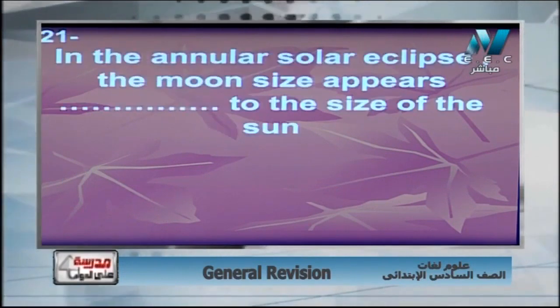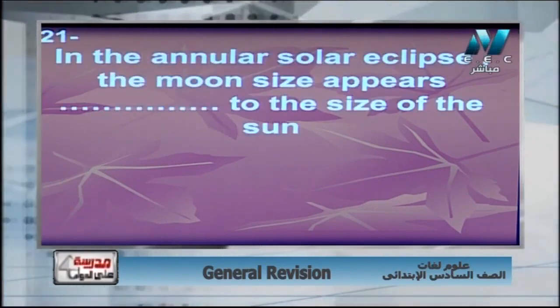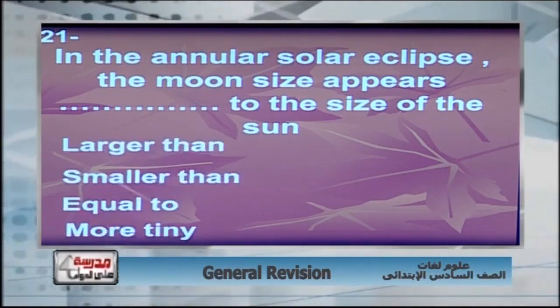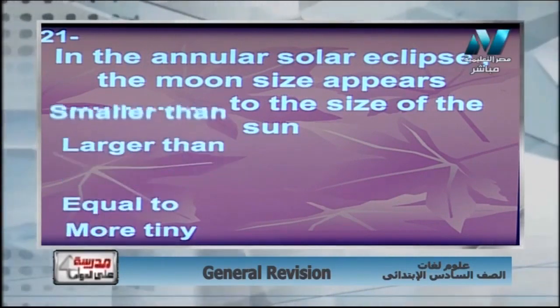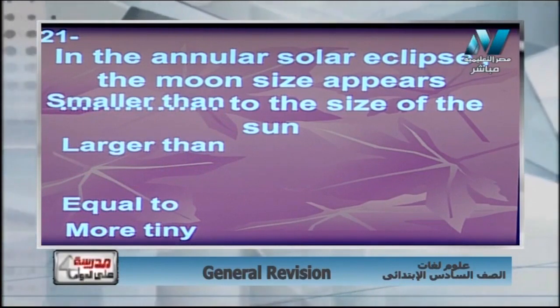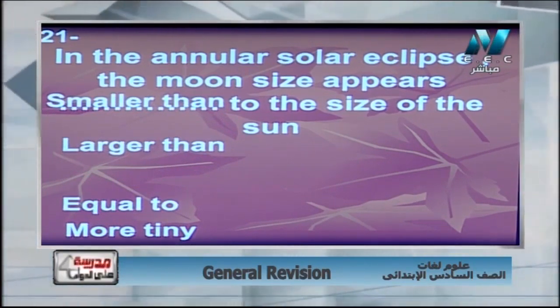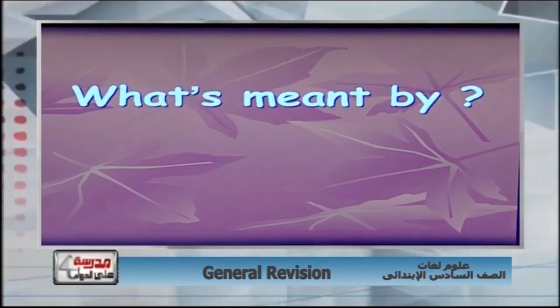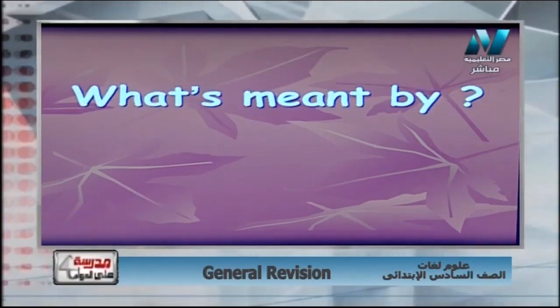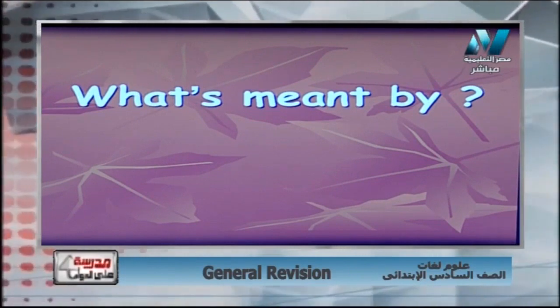Another question that says, in the annular eclipse, the moon size appears blank. I think this question is repeated. It is smaller than the size of the sun. Here the moon's size is smaller than the sun, so it covers only its outer edges. Another type of question is what's meant by. In this question we want you to mention the definition.